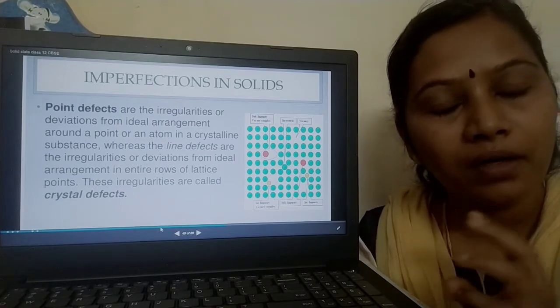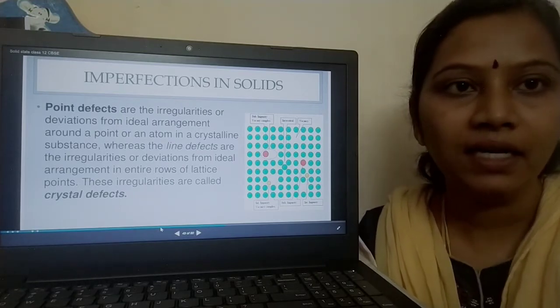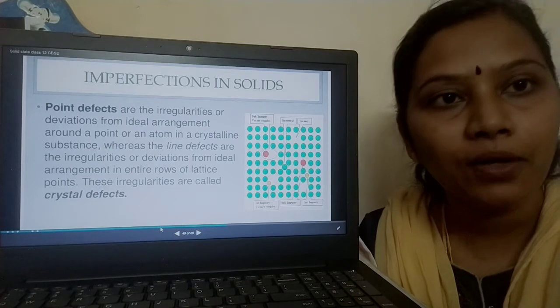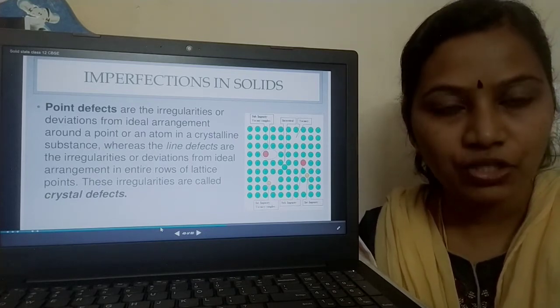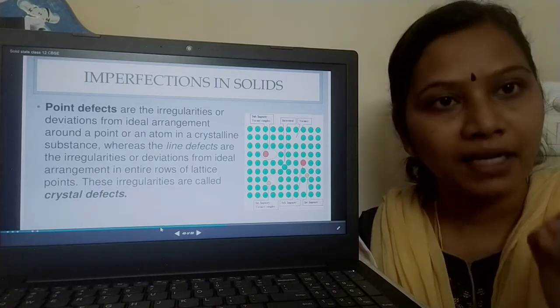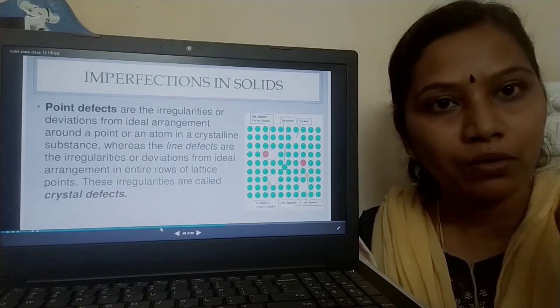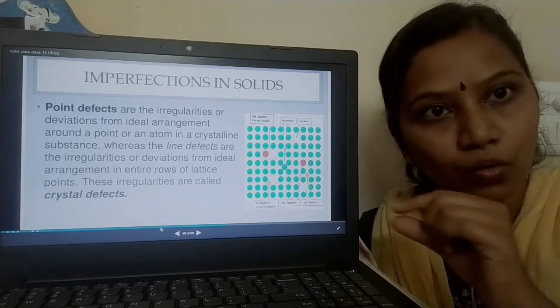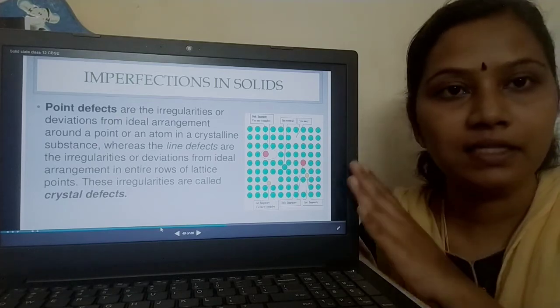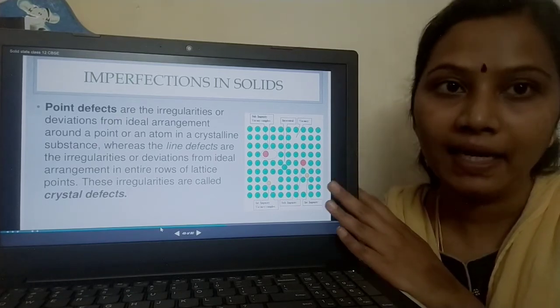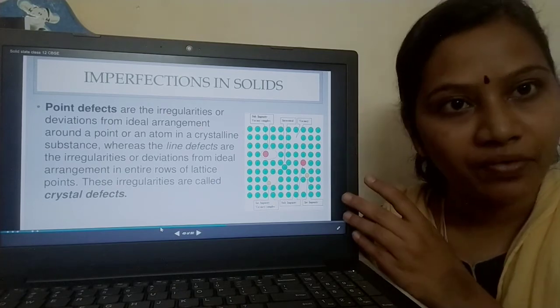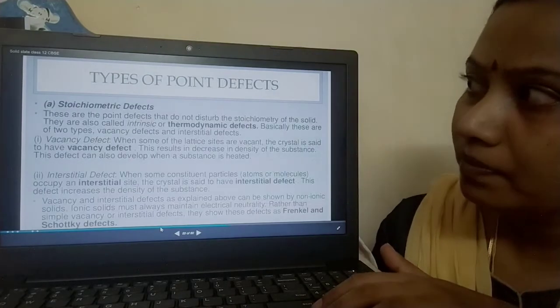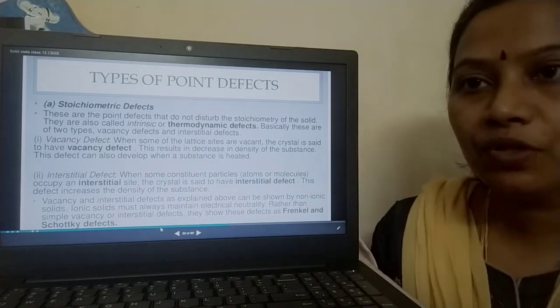So what are point and line defects? Irregularities or deviations from the ideal arrangement around a particular atom make a point defect. Around the entire row of a crystal lattice, we call them line defects. These are imperfections in the solids. Now, what are the types of point defects?